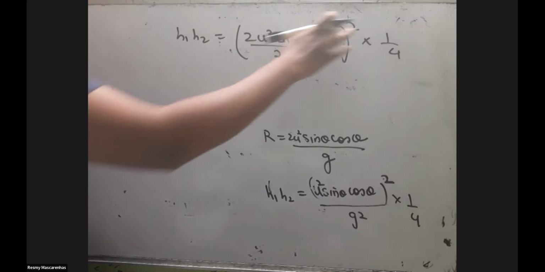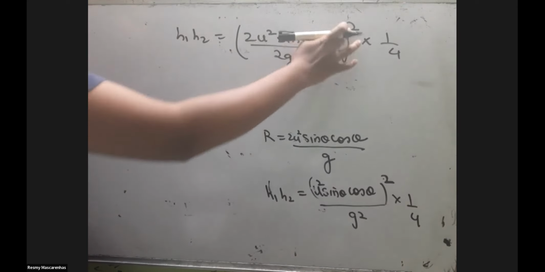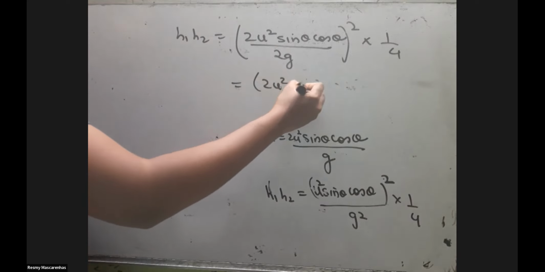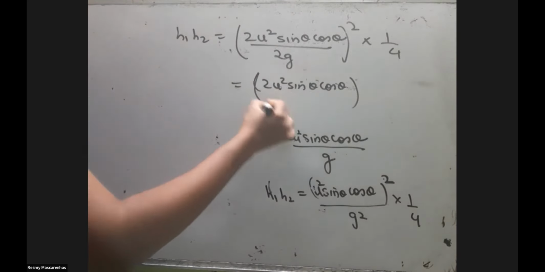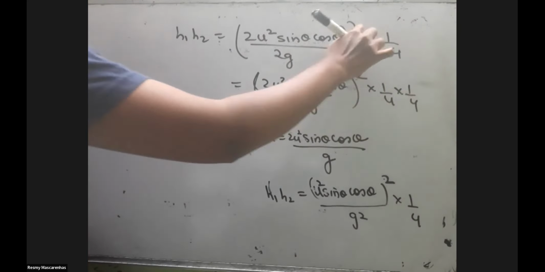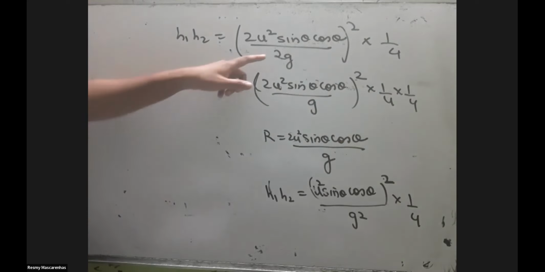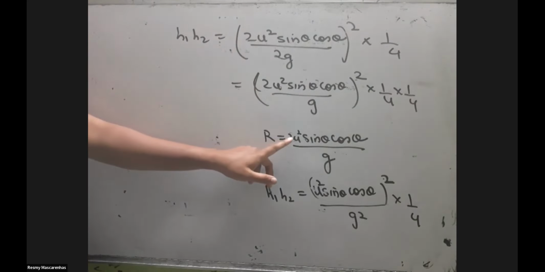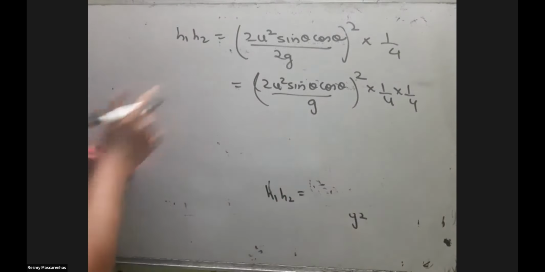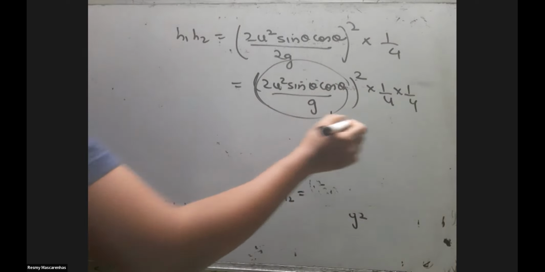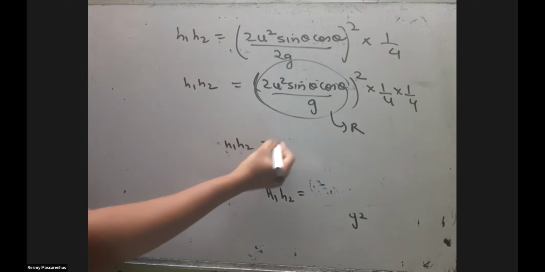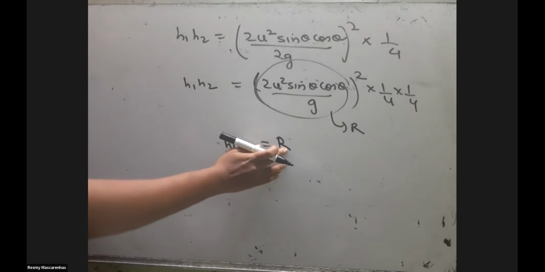Whenever you are removing it out of the bracket as a square, 2 square will give you 4. If you are taking it out, it will come out as 1 by 4 because 1 by 2 square is this. Why had I balanced with this 2? Because in the problem I want 2. Now if you see, this part is nothing but your range. That's your range formula. So H1, H2 is equal to R for both the cases.